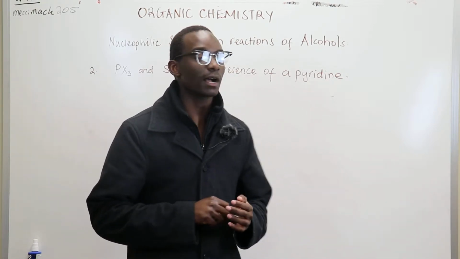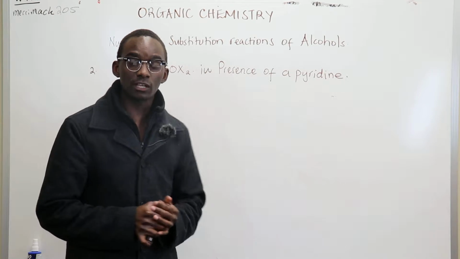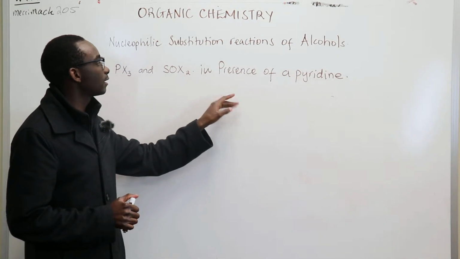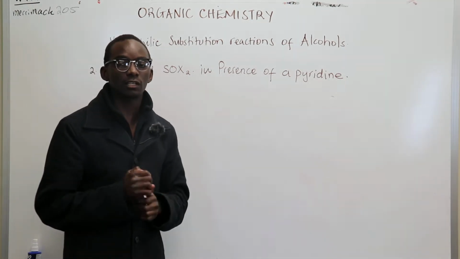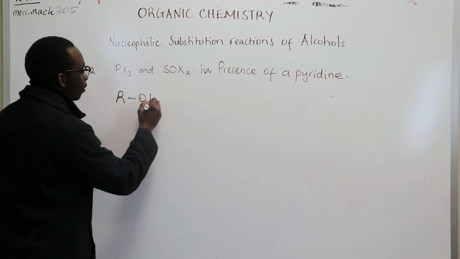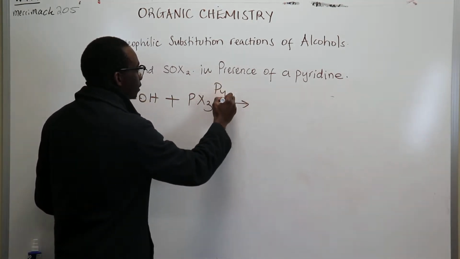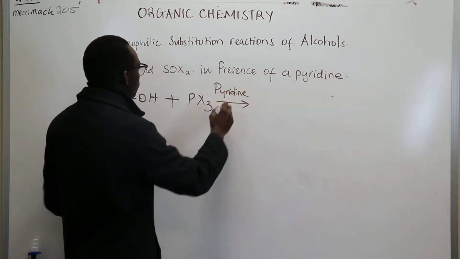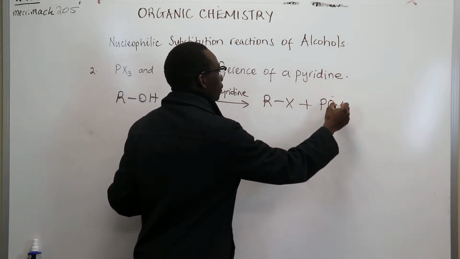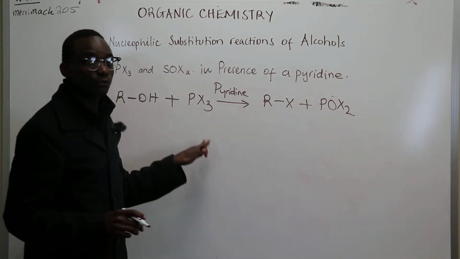Today we are discussing how alcohols can be substituted using different reagents, and in today's objectives we are going to see how phosphorus trihalides and the sulfonyl dihalides in presence of a pyridine can be used in reactions with alcohols. So the general reaction with alcohols will be ROH plus PX3 in presence of a pyridine to give us RX plus POX2 as our products.